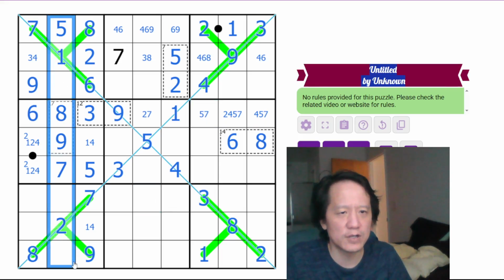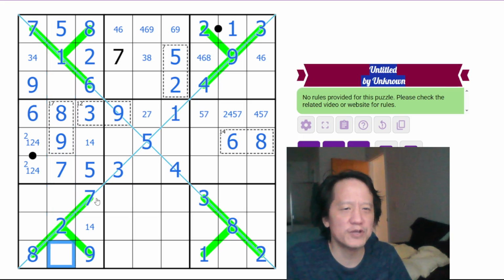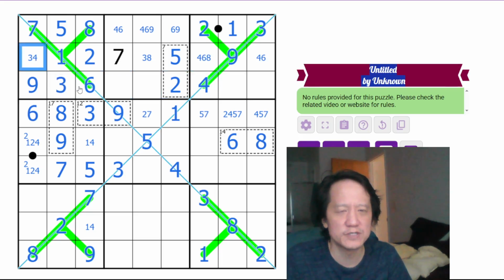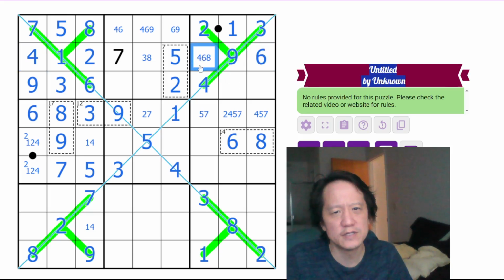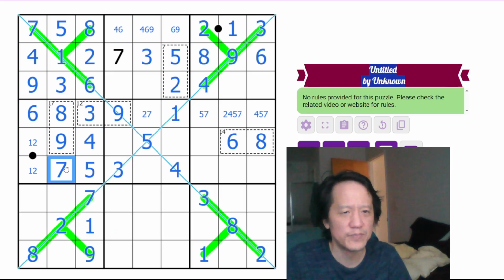Column 2, let's do column 2. We have 3, 4, and 6 remaining. This can't be 4 or 6, so this is a 3, which means this can't be 3, this is 4. This can't be 4, so that's 6. This can't be 4 or 6, so that's 8, which makes this 3. 4 eliminates 4 from being this pair, so this is a 1, 2 pair now, which eliminates 1 and 2 from the rest of the box. This can't be 1, so this is 4, which makes this 1.